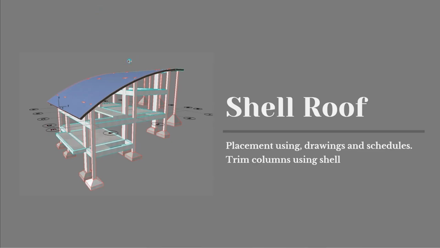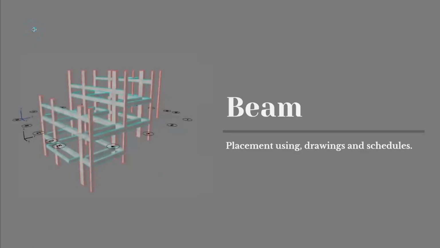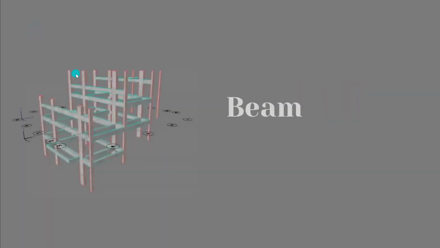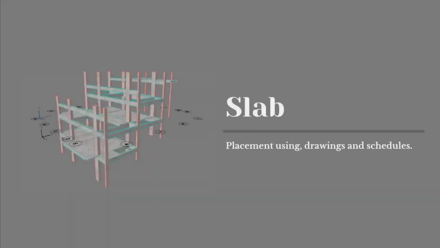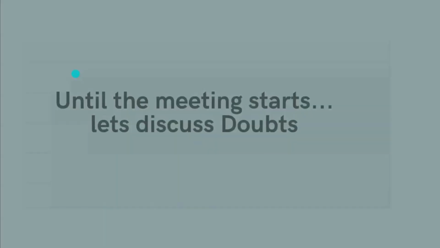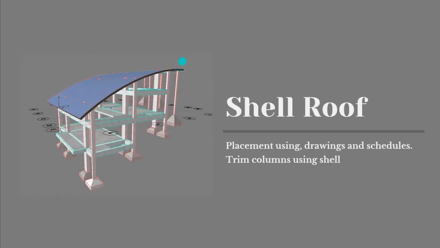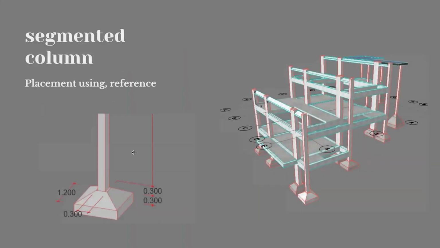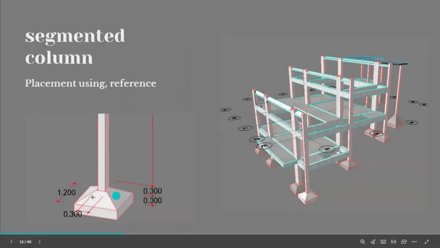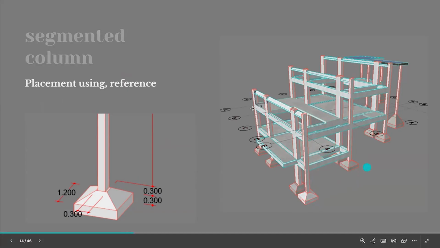So this is what we have been doing, starting from setting up a project, then we model columns and beams. Then after that, we looked at slab, and that was the end of the first session. And in today's session, we will start with creating a shell roof, something like this. And we will look at creating segmented column, which would be to create this kind of structures together. So we will be looking at one or two today for the session, and the rest would be like a practice for you that you can do it.